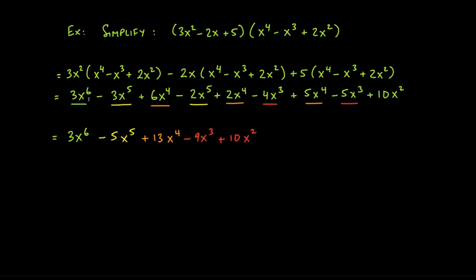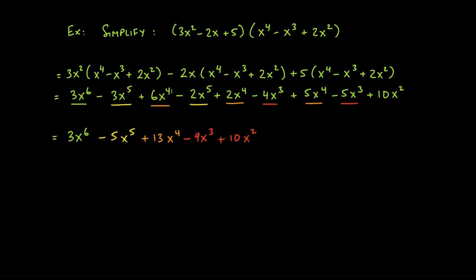So I start with the largest, 3x to the 6th, 6 as the largest exponent, and I look across my problem, I don't have any other x to the 6s. So I just copy this down, this is a lone term. Then I look at x to the 5th, I have one here, I have another, so I have a negative 3, a negative 2, that's negative 5. And I have no others. So I get negative 5x to the 5th.